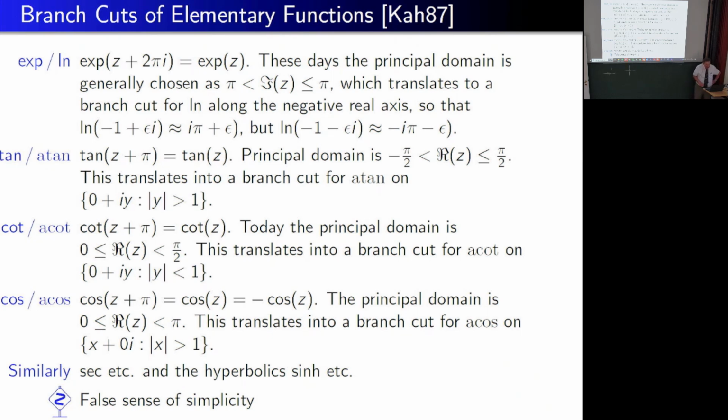So for the cotangent should it not be from 0 to pi? I think it should be, yes. I think it should be 0 to pi, not pi by 2, for cotangent. I think there's a typo there. Thank you, yes, I think there is.